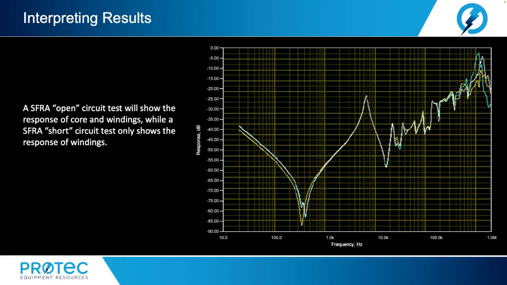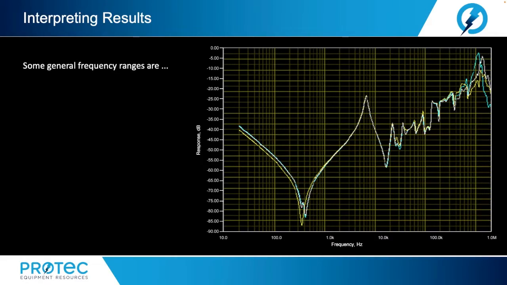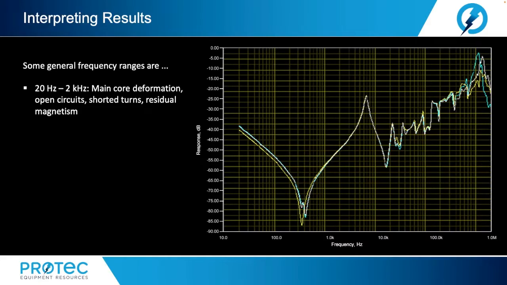An SFRA open circuit test will show the response of the core and windings, while an SFRA short circuit test only shows the response of windings. Each frequency range corresponds to different components in the transformer. Some general frequency ranges are 20 hertz out to 2 kilohertz.